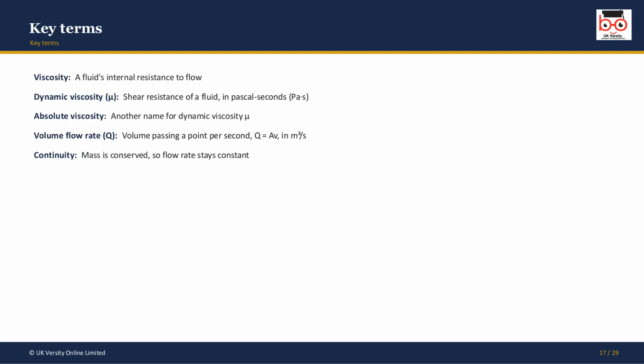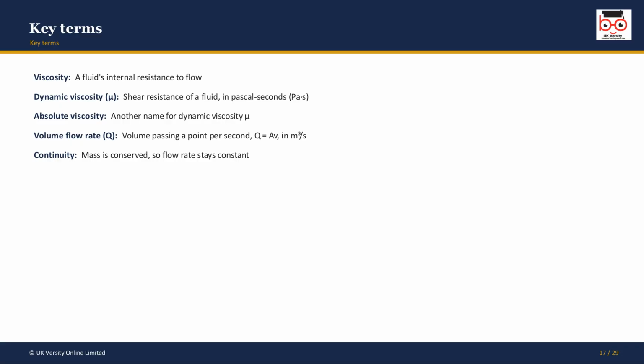Let's define the flow terms. Viscosity is a fluid's internal resistance to flowing. Dynamic viscosity, mu, is a measure of its shear resistance in Pascal seconds. And you'll also hear it called absolute viscosity, which is just another name for the same thing. Volume flow rate, Q, is the volume passing a point each second, equal to the area times the velocity, in cubic meters per second. And continuity is the idea that mass is conserved, so that flow rate stays constant along a pipe.